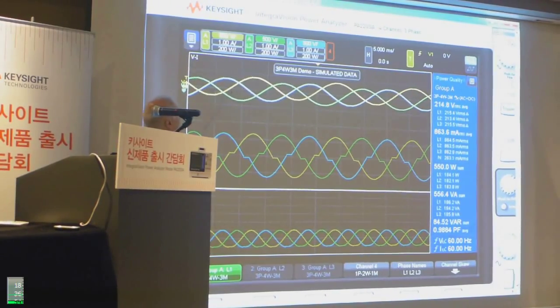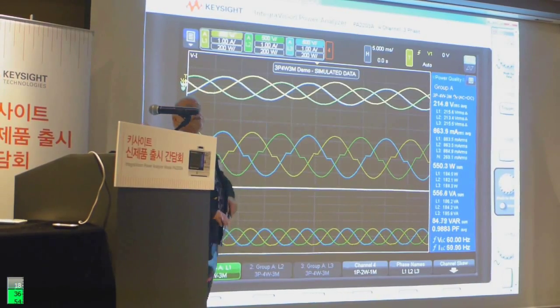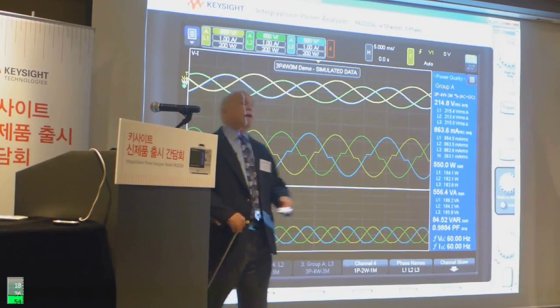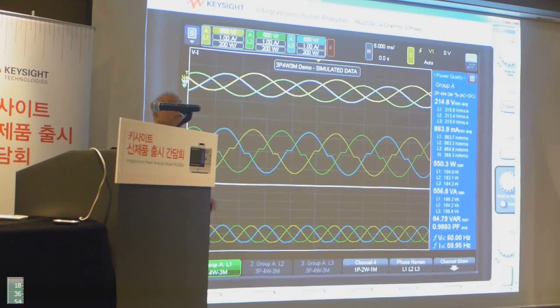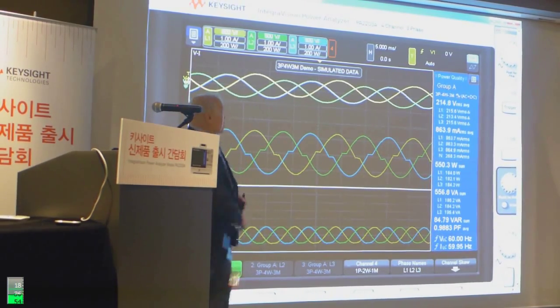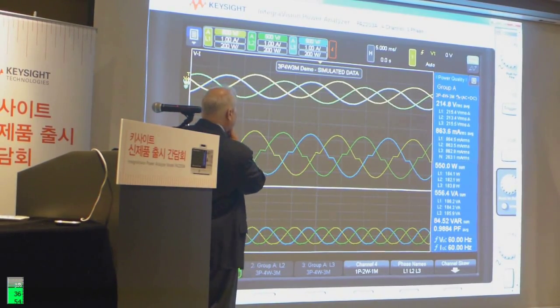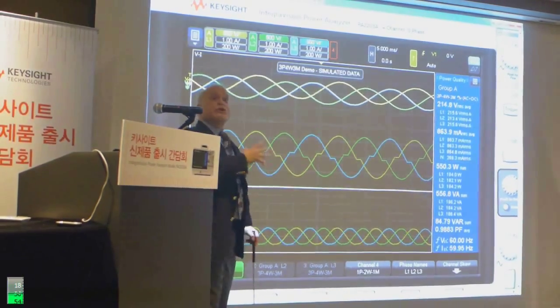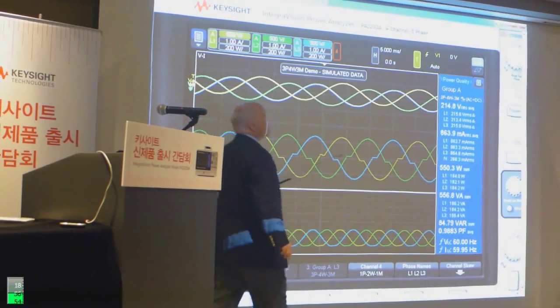And you can see these sine waves are out of phase by 120 degrees, and that's the way you would expect a 3-phase power system to work. So when I look at this, I can very quickly say, yes, this looks correct. Now let me make measurements.